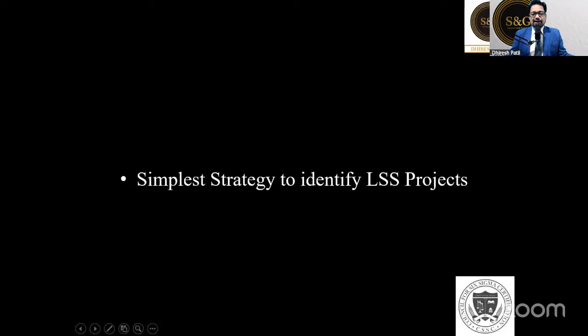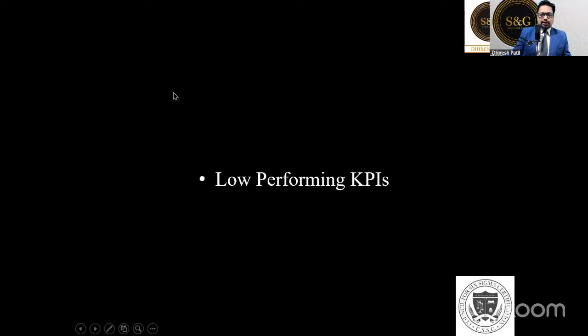All right, the first simplest strategy to identify a Lean Six Sigma project is a low performing KPI. What is KPI? It's key performance indicator. We all know about it, right? What is a key performance indicator? I'll give you some examples of it.